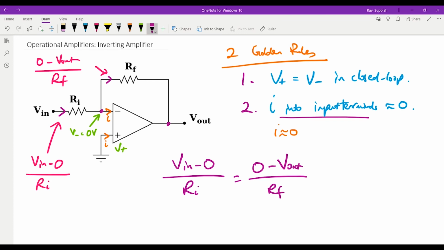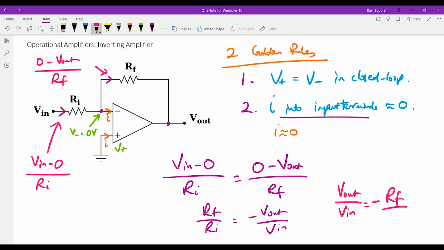Moving things around, we have Rf over Ri equals negative V out over V in. Moving the negative over, we can rewrite it as V out over V in is equal to negative Rf over Ri. That is basically the formula for an operational amplifier connected in this inverting configuration, where the output over input is negative Rf over Ri.